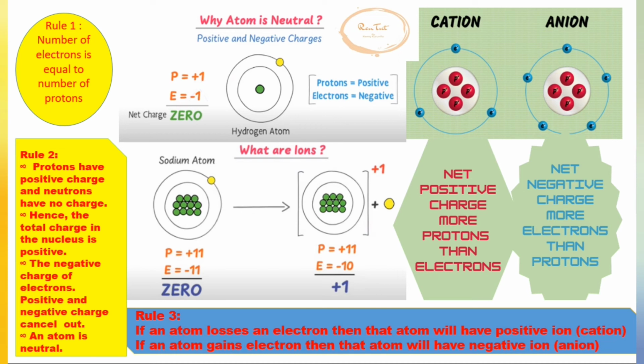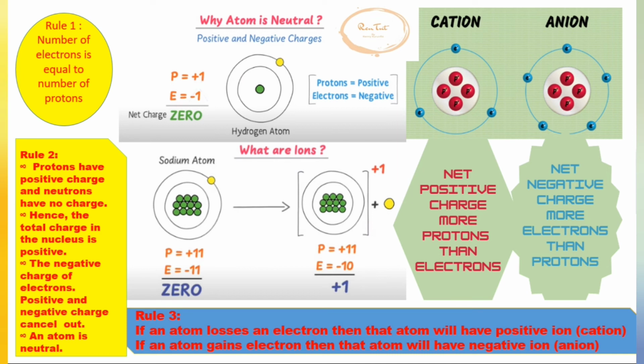According to rule number 1, the number of protons is always equal to the number of electrons. So the number of electrons will automatically be 11 itself, and E is equal to minus 11. The protons plus 11 and the electrons minus 11 cancel out each other, and that is why the sodium atom shows a net charge of 0. This is called the atom being neutral. Now we are discussing how it will become an ion.